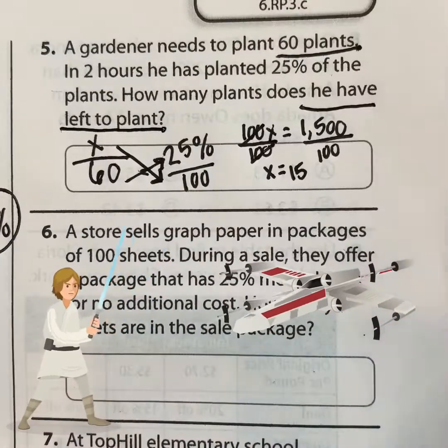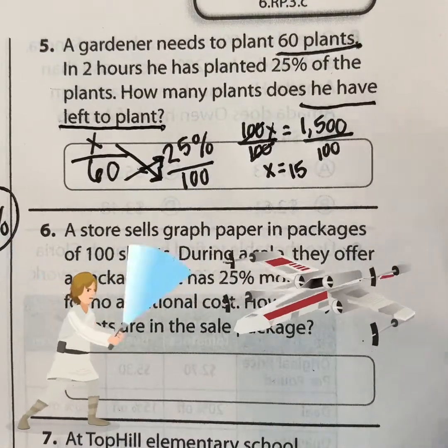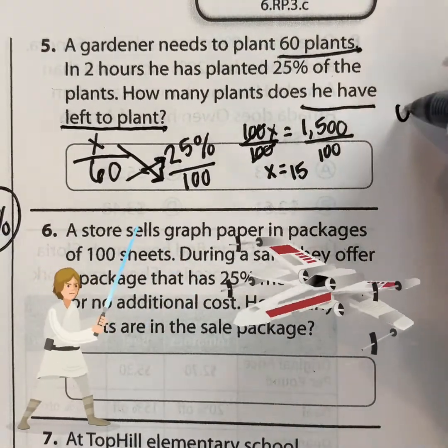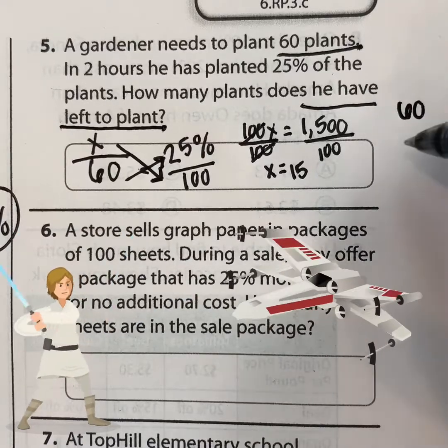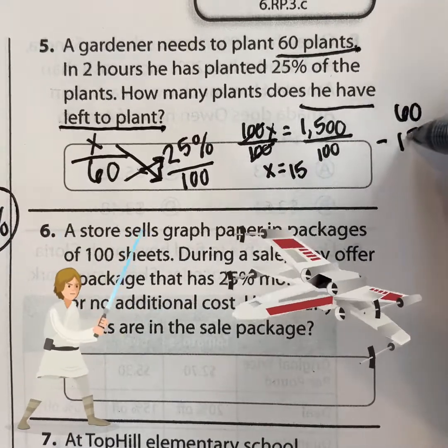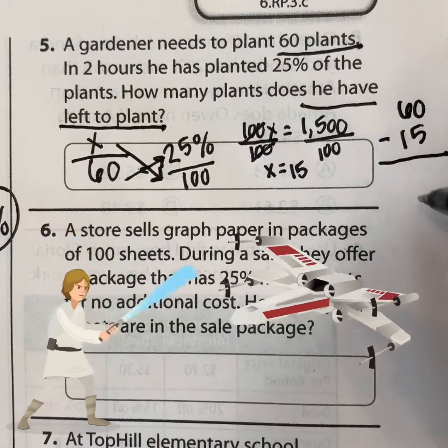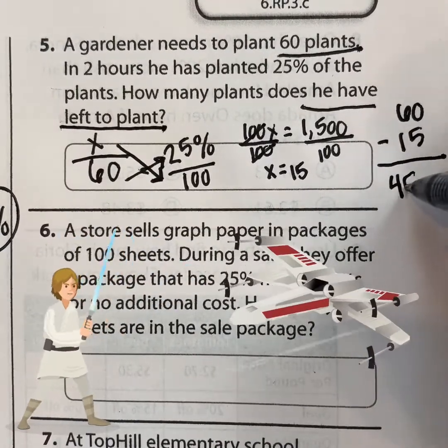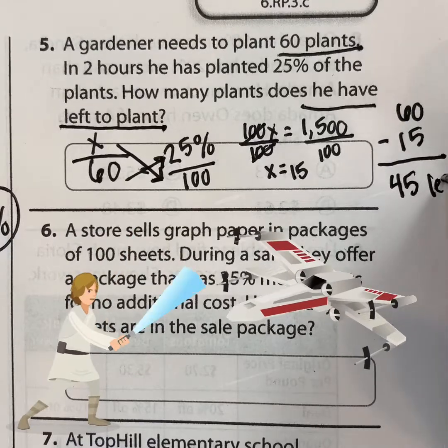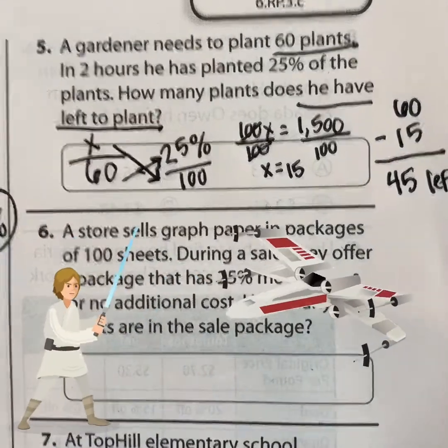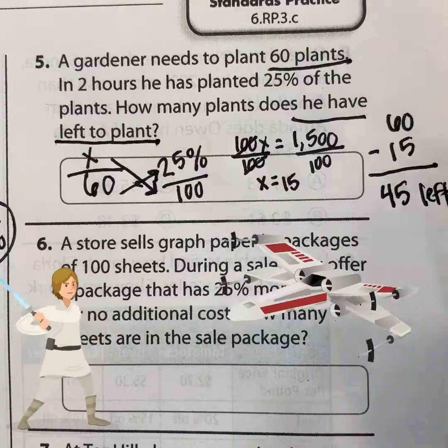But the question says, how many plants does he have left to plant? So that means we've got an additional piece to this. So he started with 60. He's planted 15 so far. So that means that he actually has 45 plants left to plant.